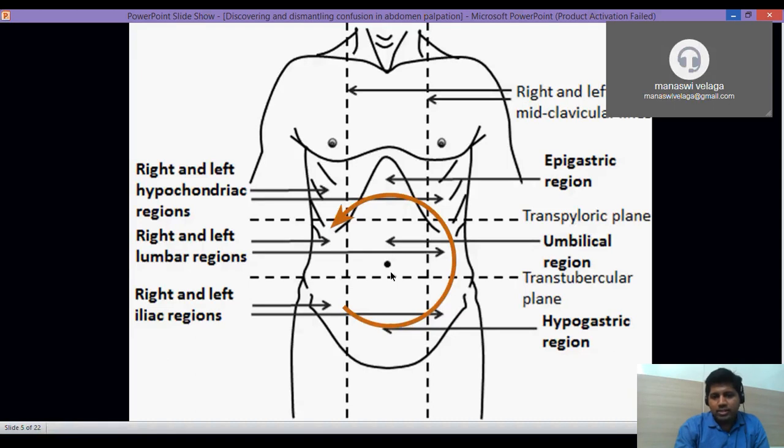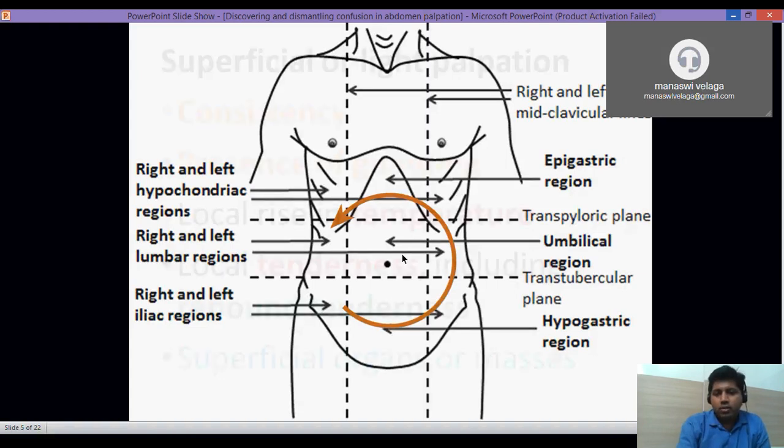Once these things are done, you will come back to the area which was tender, just to make sure that there is tenderness. And the last area that you will be palpating is the umbilical region.